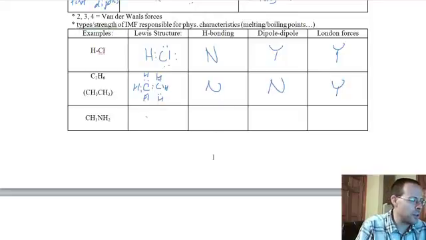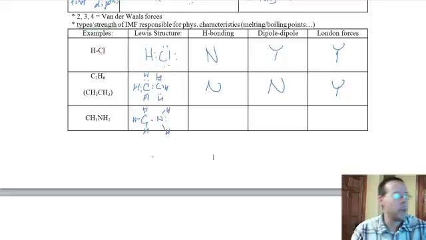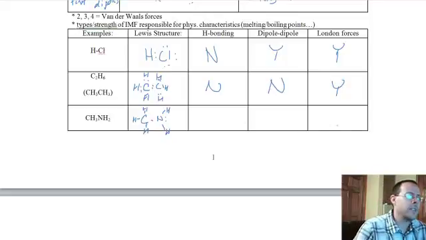CH3NH2. Right, so this one's going to look more like this. We've got a C attached to 3 H's, attached to an N, which is attached to 2 H's. And we have some lone pairs of electrons here. So, is this London? Yes. Alright, if we look at this molecule, is it symmetrical? It is not, so it must be polar.